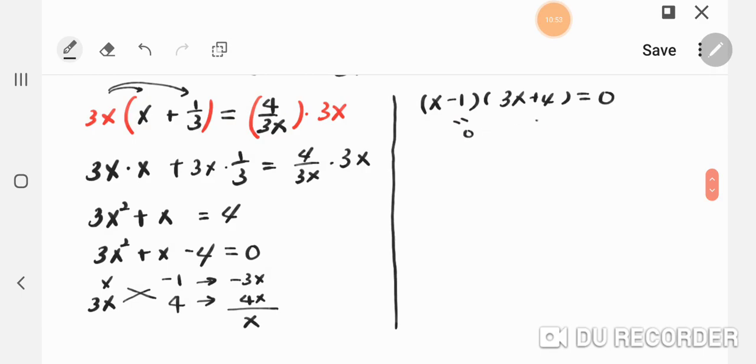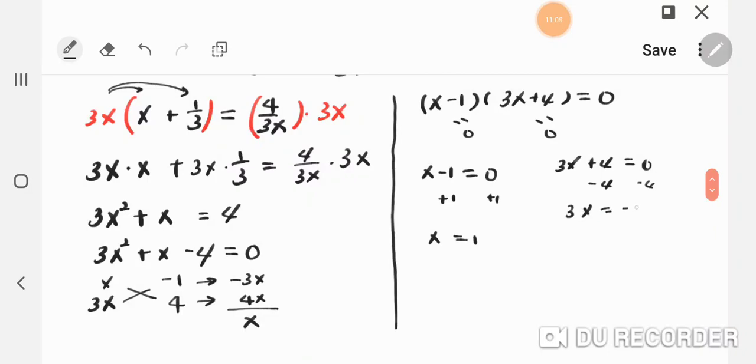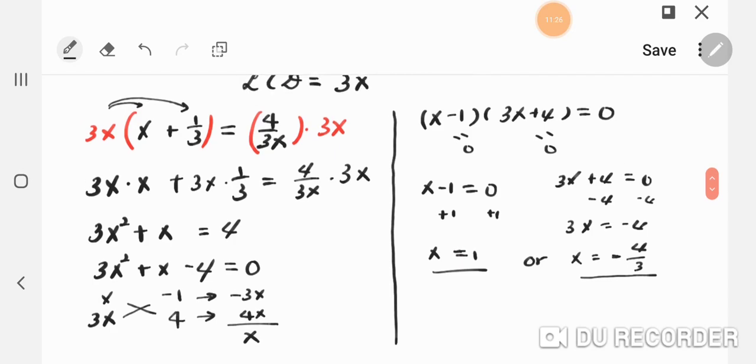So set each factor equal to 0. Then from the first factor, plus 1 each side, so x equals 1. And from the second binomial factor, minus 4 each side, then 3x is equal to negative 4, and divide each side by 3. So we have negative 4 over 3. This is or, so either one of these two values will make the equation 0.